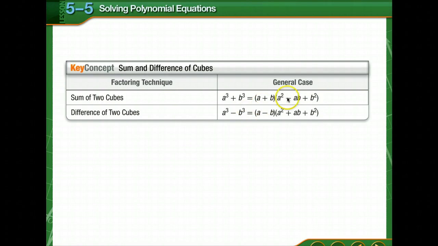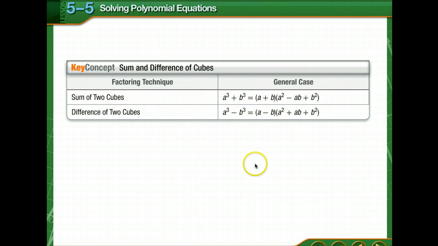Notice that the sum of two cubes, a cubed plus b cubed, can be written using this pattern: a plus b times the quantity of a squared minus ab plus b squared. And the difference of two cubes uses this pattern: a cubed minus b cubed is equal to a minus b times a squared plus ab plus b squared.